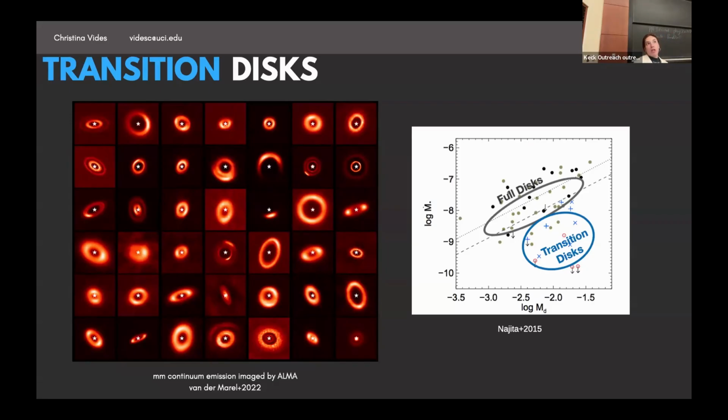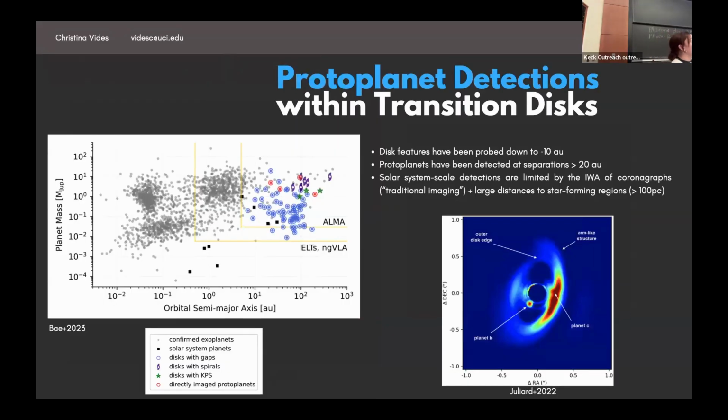These substructures are identified in millimeter and scattered light imaging, but another observational signature of a transition disk is this: when we plot the stellar accretion rate as a function of disk mass for a sample of stars with protoplanetary disks, we find that stars with full protoplanetary disks have a higher stellar accretion rate than those with transition disks. So we say transition disks are in a stellar accretion rate deficit. This deficit may be caused by the interception of material by an actively forming planet or a protoplanet. So naturally, the best place to search for protoplanets is within transition disks.